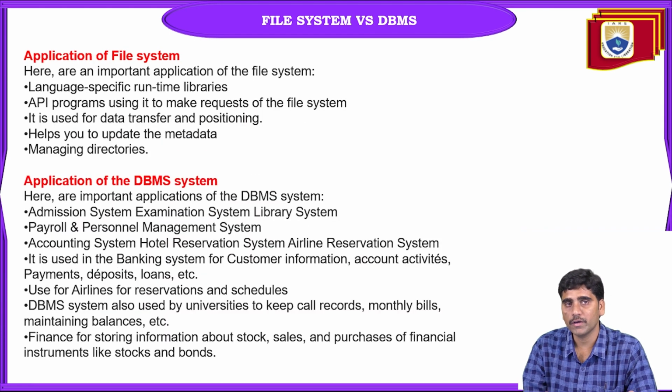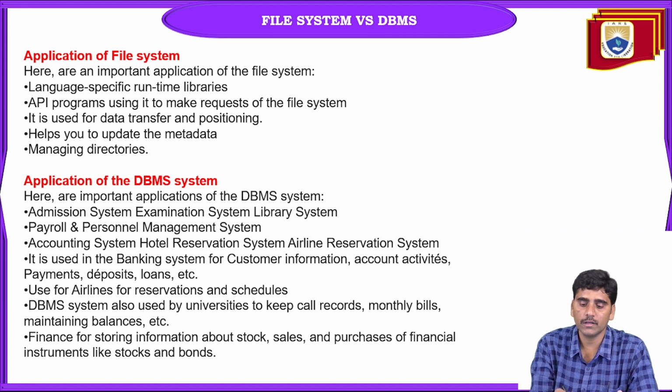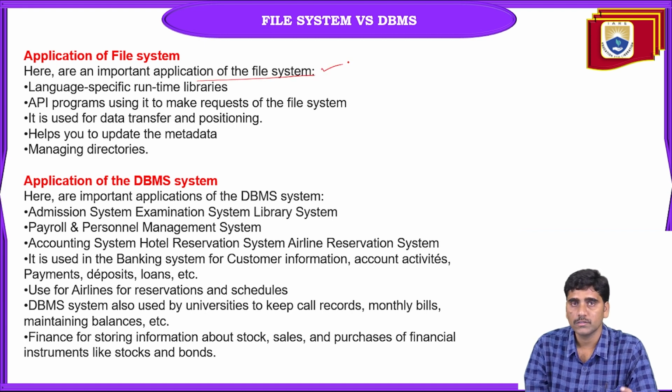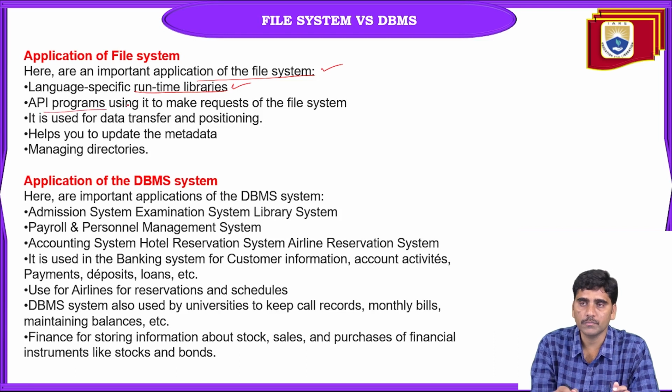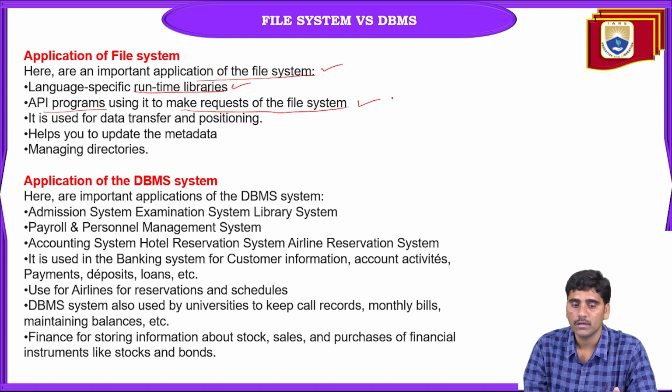And applications of the file system. So here are important applications of the file system. The first one is language specific runtime libraries. To specify any types of languages, you can apply all the supporting files. So runtime libraries are also available. And the API programs using it to make requests of the file system. So API programs are also accepted to execute.